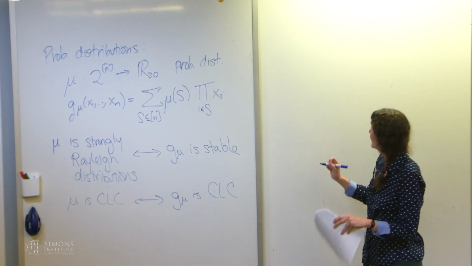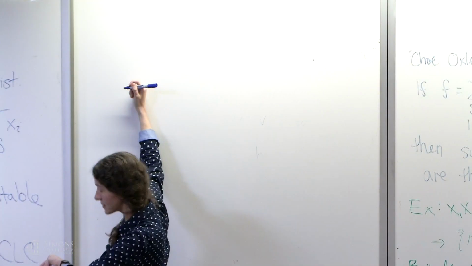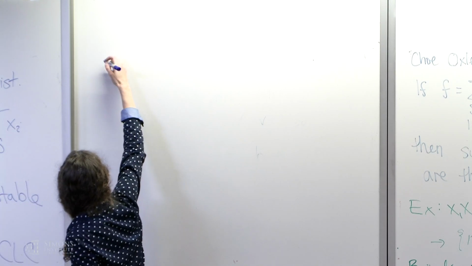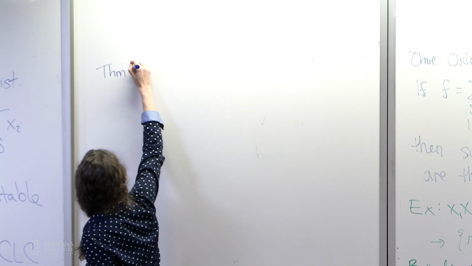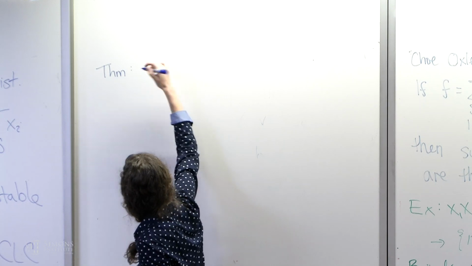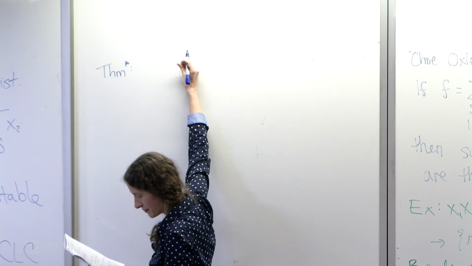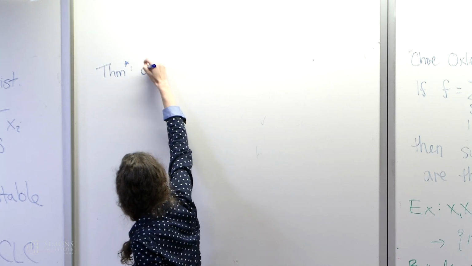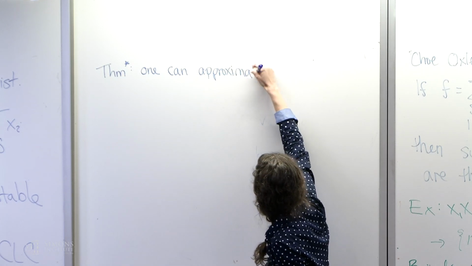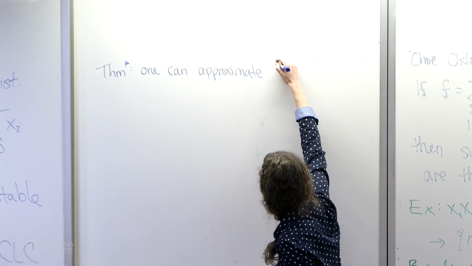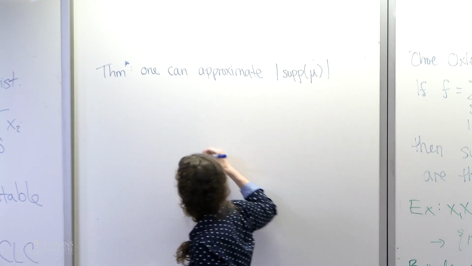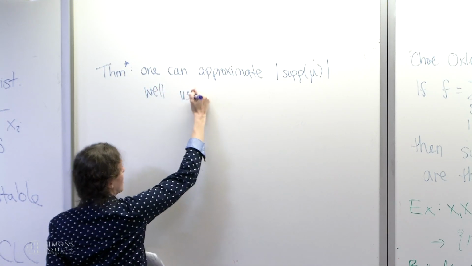I'll give the super short and bad version of what I was going to say, which is that one can approximate, for example, the size of the support of such a measure well using a convex program.